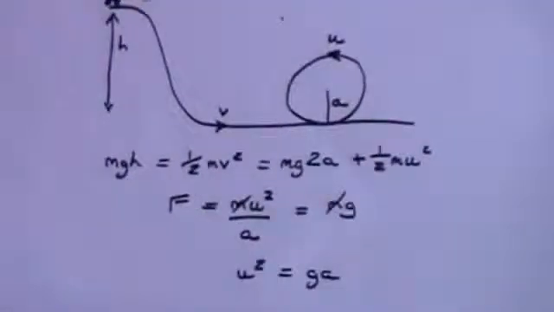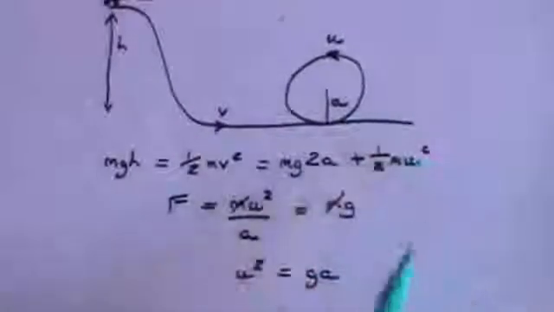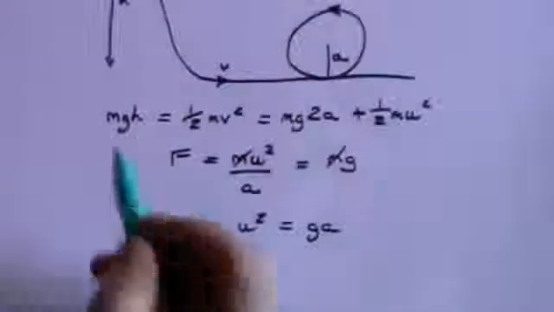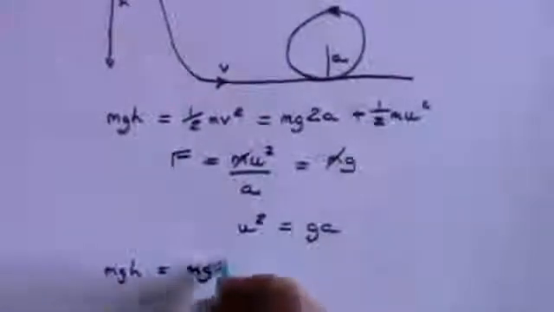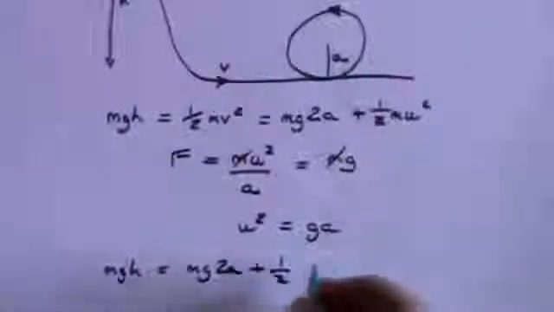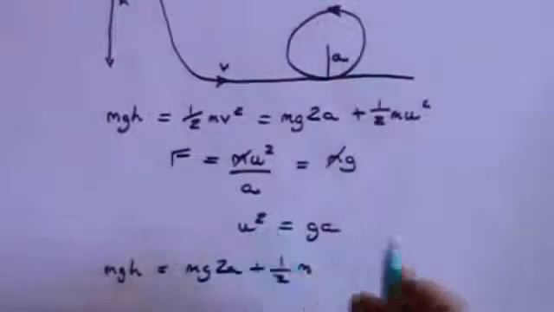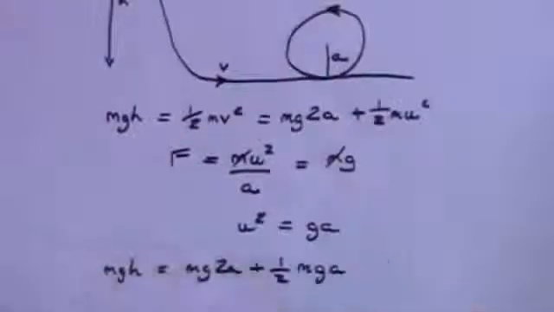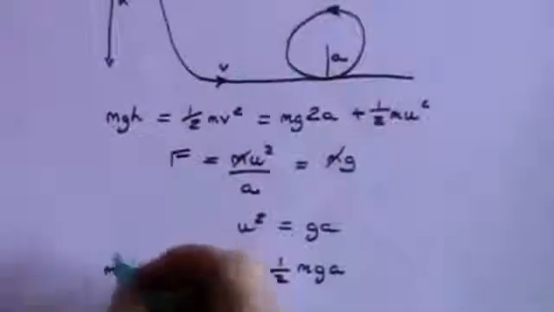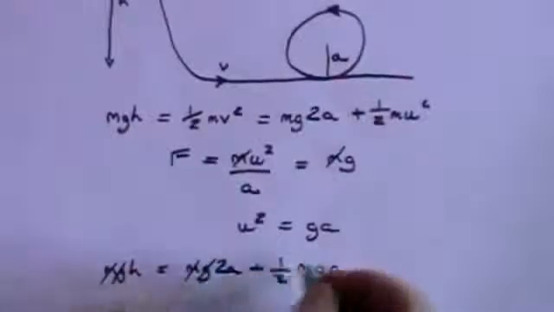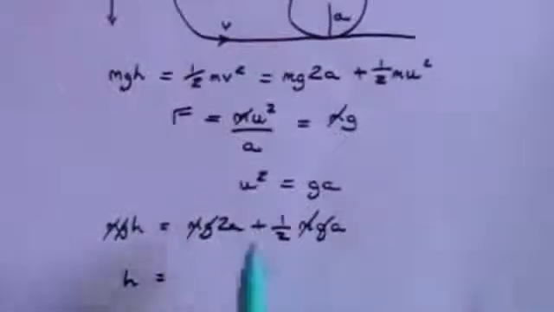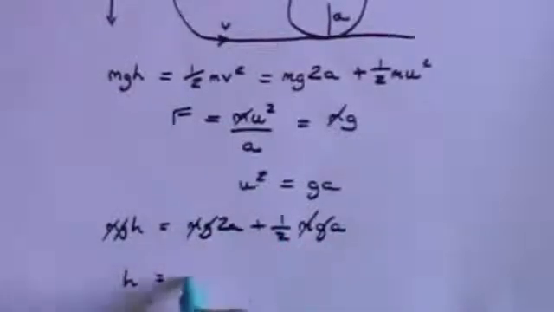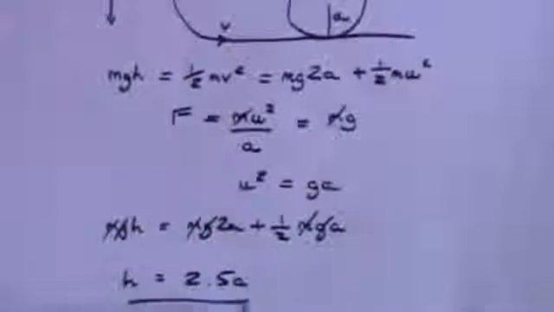U squared equals ga. So now we can substitute that u squared into this formula here. And that will give us that mgh equals mg2a plus a half m, and instead of u squared, I'm going to put ga. Now you'll notice that mg cancels throughout. And that leaves us with h equals 2a plus a half a, which is 2.5a.